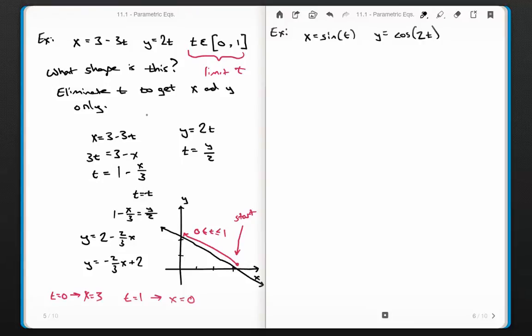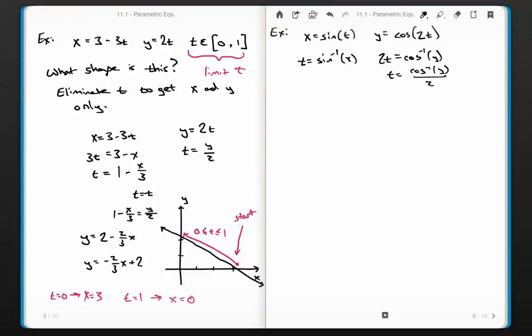Now, in the previous example I solved both for t, so this means that t equals the arc sine of x, and 2t equals the arc cosine of y, so t equals cosine inverse of y divided by 2, and we set those equal to each other. Arc sine equals arc cosine. That did not help at all. In fact, that was a disaster. So I wonder if we have a better way we could do that.